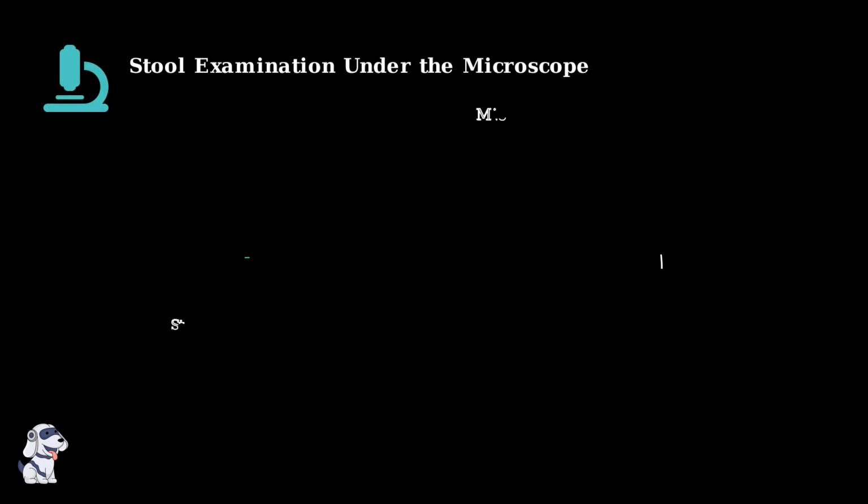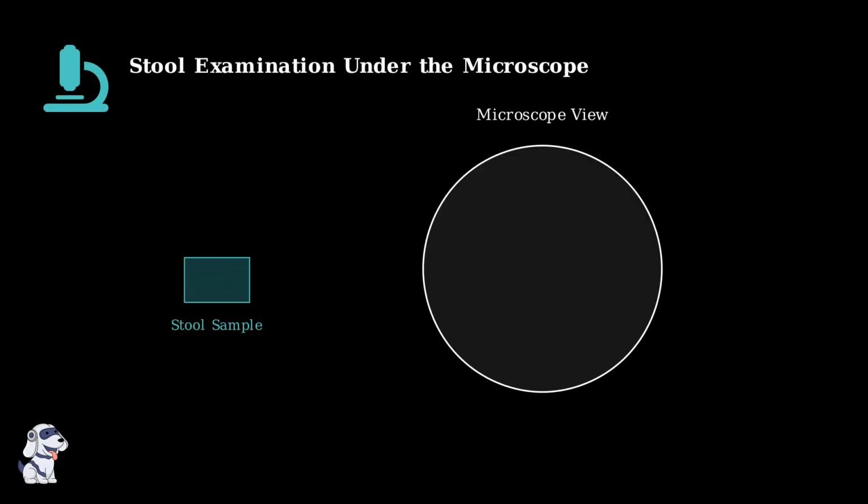Stool examination is the most basic method for diagnosing amoebiasis. A laboratory technician takes a small sample of stool and examines it under a microscope to look for the parasite. First, we look for cysts. These are the dormant, protective stage of the parasite.